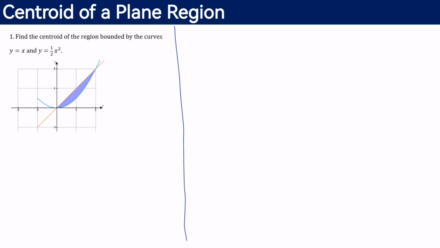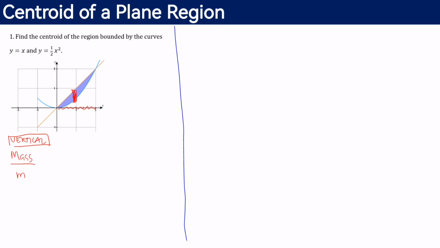Find the centroid of the region bounded by the curves y equal to x, that's the line, and y equal to 1/2 x squared, referring to the parabola. First, let us solve this problem using vertical rectangles. So if we use vertical rectangles, then our integration will be in terms of x from 0 to 2. So let me write that here. Using the vertical rectangles. Next, we look for the mass.